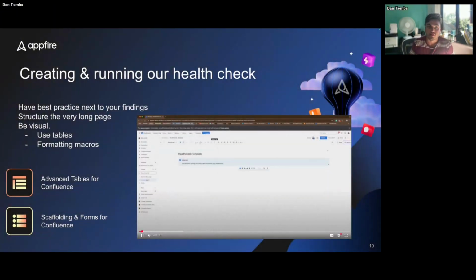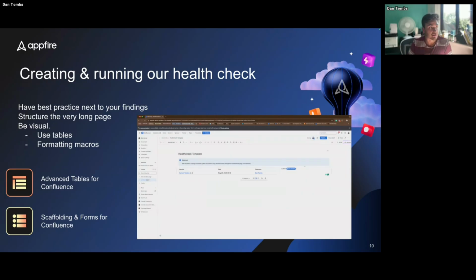And once you've obviously created everything, you want to run it. So this is an example you'll see of us actually going ahead and creating everything.